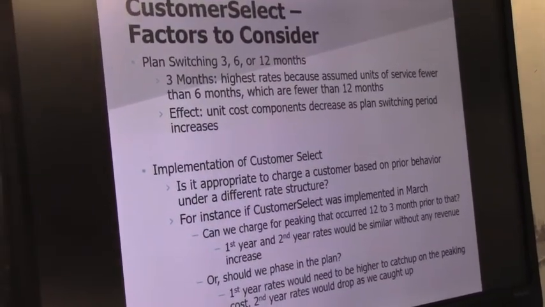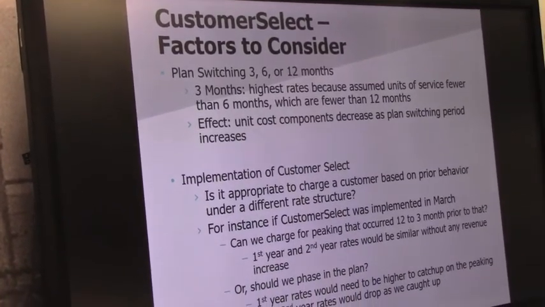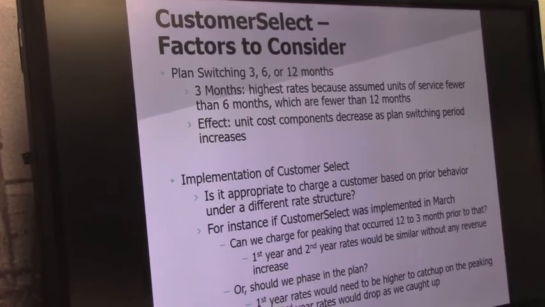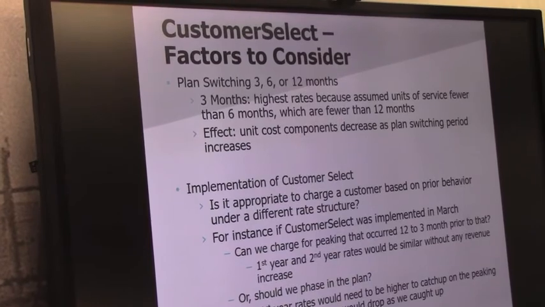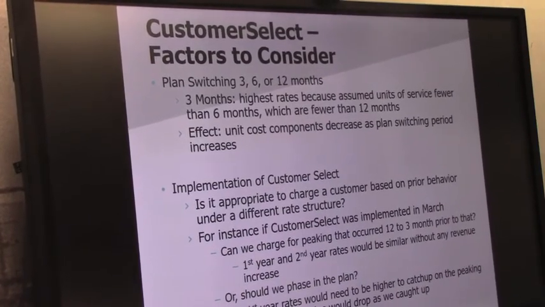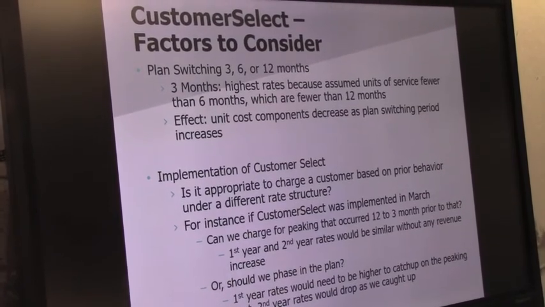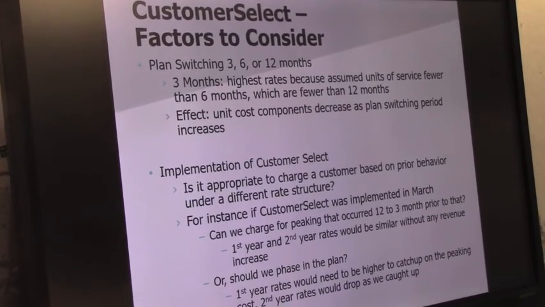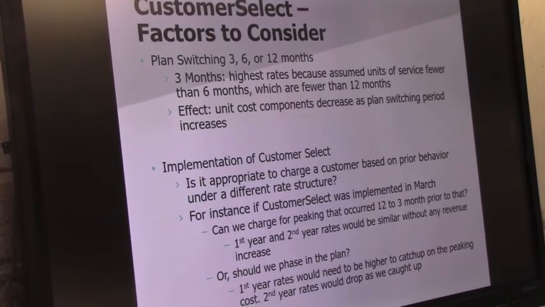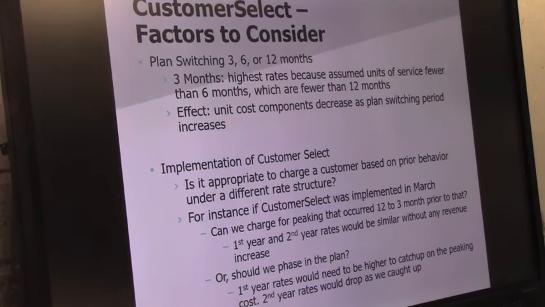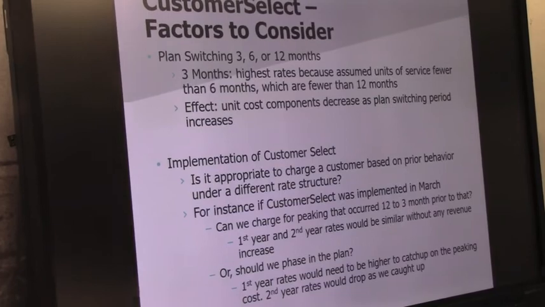Is it appropriate to charge a customer based on prior behavior under a different rate structure? That was one of his questions. Well, for example, we have this 12-month program. If you bump up this summer, then you're in that bump for the next 12 months. So when you start the program, should you look back at what you used this summer and automatically bump you up? Didn't you decide to implement this in the summer so that wouldn't happen?